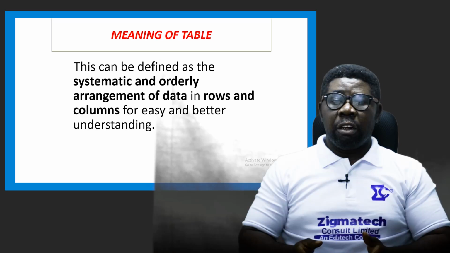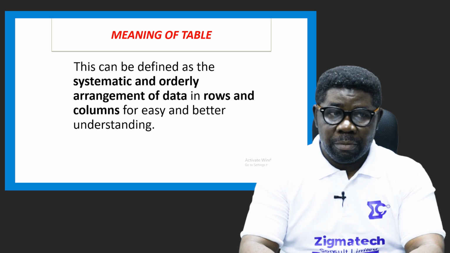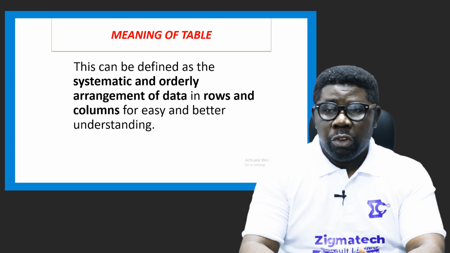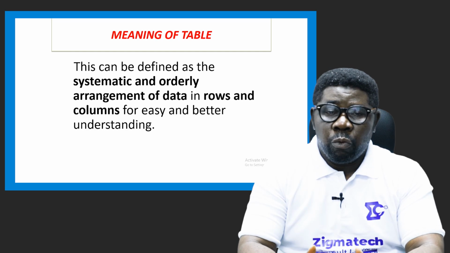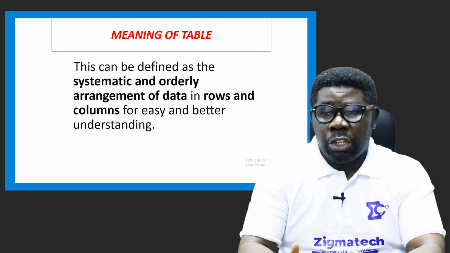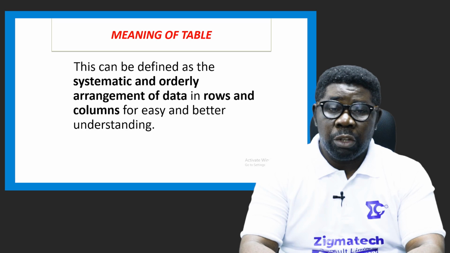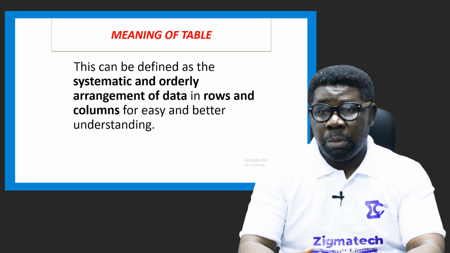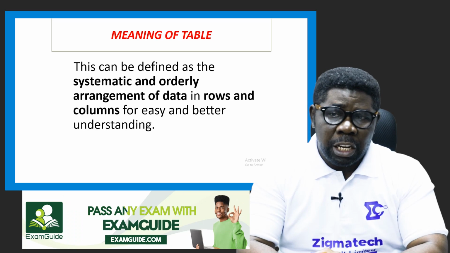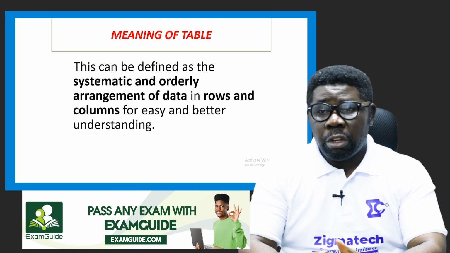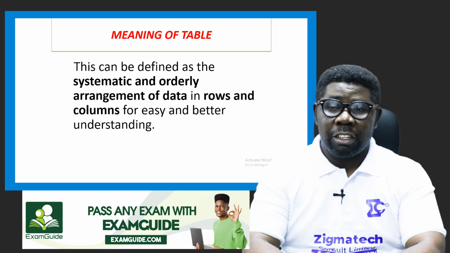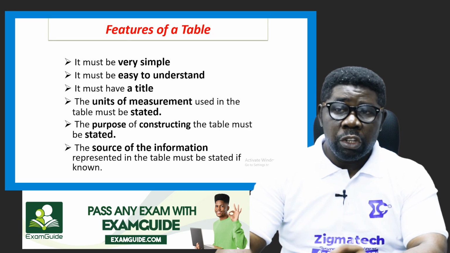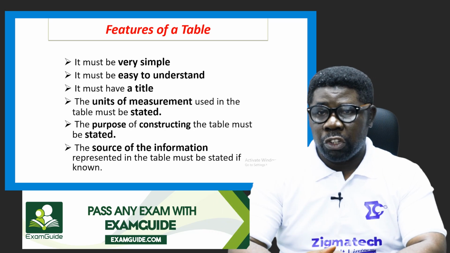You can easily tell what is contained in the table. You can tell what item represents what, and at what degree of quantity it is done. So you can actually make outright sense and meaning from what you can see in a table. So it means that it has been systematically and orderly arranged in rows and columns for your easy and better understanding. We'll show you a table as we go on, all right? So just let's finish up with this.